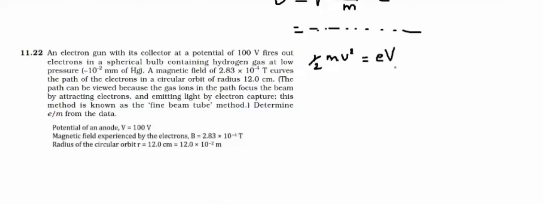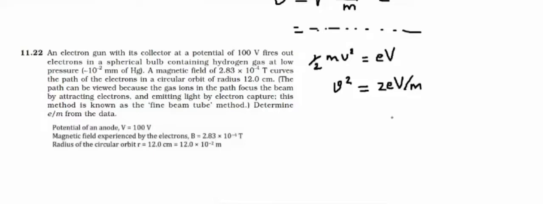Now, from this equation, you find the value of v square. Just let it be v square only. V square is equal to 2eV by m.